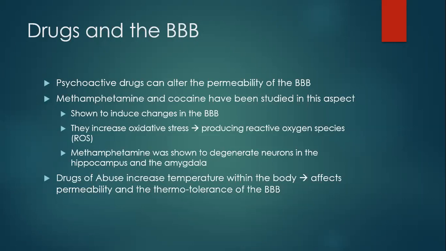Methamphetamine was shown to degenerate neurons in both the hippocampus and the amygdala. Drugs of abuse increase temperature within the body, so this also affects the permeability of the brain and the thermotolerance of the blood-brain barrier. This elevated brain temperature is produced from drugs of abuse and it breaks down the blood-brain barrier.